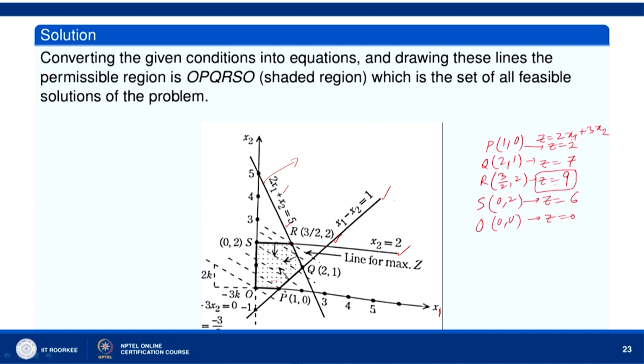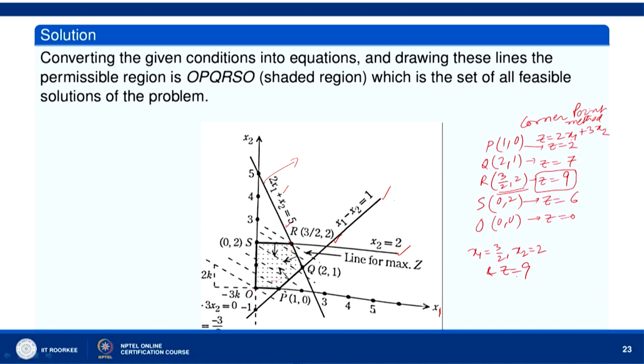So, the maximum of all these 5 values of Z occurs at (3/2, 2), this point. The maximum value of Z is 9, and it occurs at the point (3/2, 2) if you use the corner point method. So, by corner point method, x1 equal to 3/2, x2 equal to 2, and Z equal to 9.